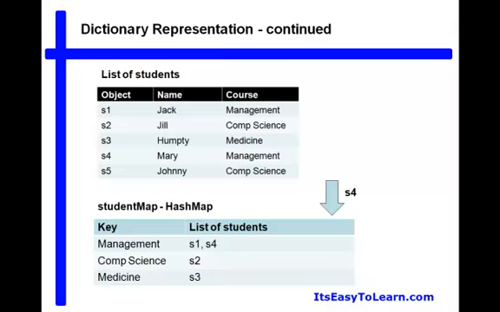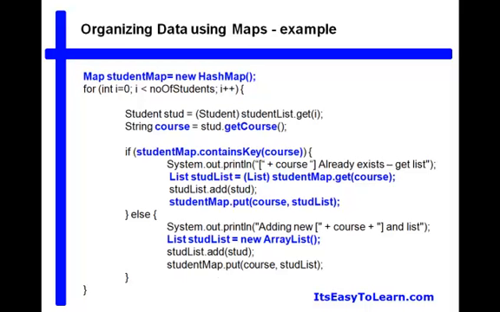Okay, let's look at the example now. We say map, student map equal to new hash map. This is a declaration, and then we get each element in a variable called stud, and then we have course. We first check if the map contains the key course. Is management there in the map? Initially the map is empty.